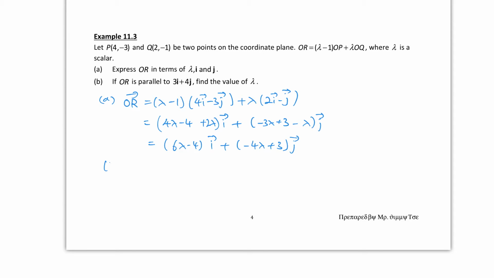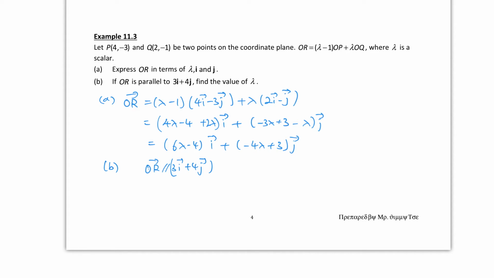Okay, part B. If OR is parallel to 3i plus 4j, what is the meaning of parallel? Parallel means the directions of these two vectors are equal. Maybe you can use the previous technique, for example, find tangent theta. That means the direction of this vector is equal to the direction of this vector.